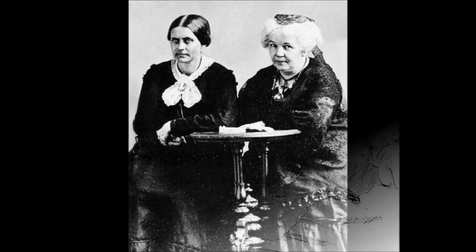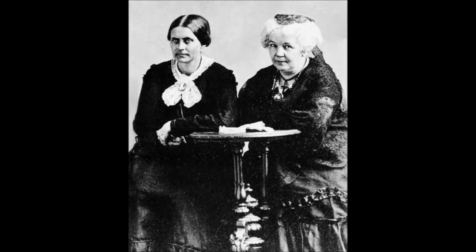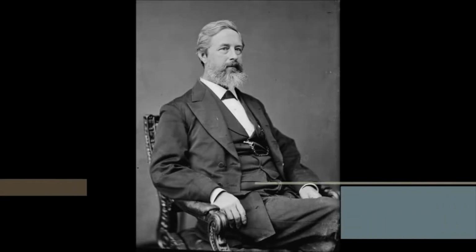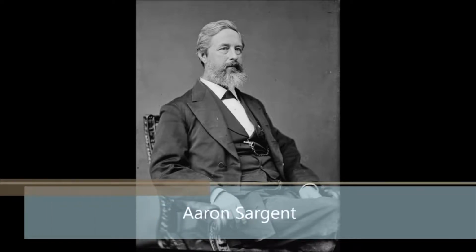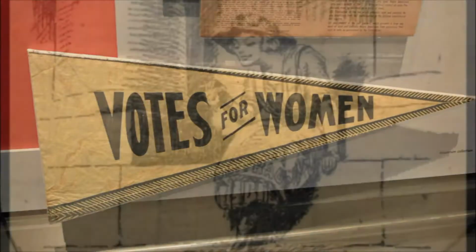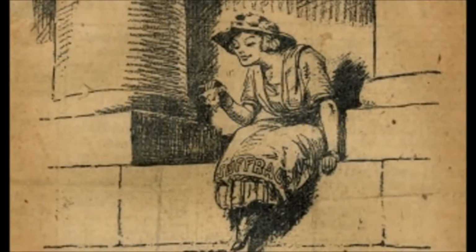After these defeats, Elizabeth Cady Stanton and Susan B. Anthony tried a different approach. They authored a constitutional amendment which was introduced in the Senate by Aaron Sargent, a senator from California who was a strong advocate of women's suffrage. He formally introduced the measure in January of 1878. The Senate made no effort to act on the proposal until 9 years later.